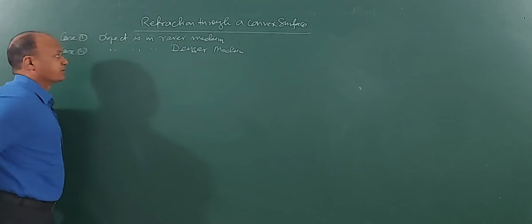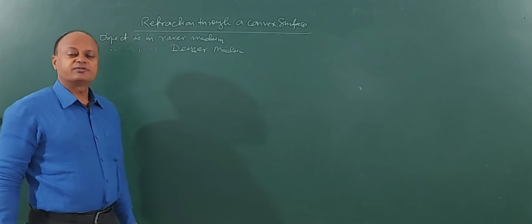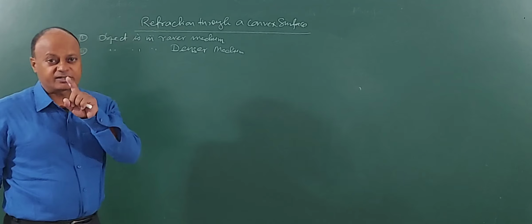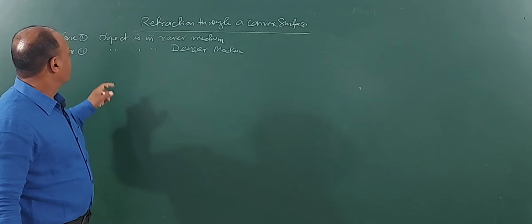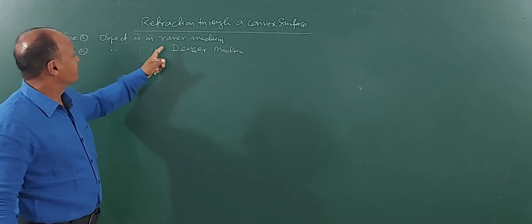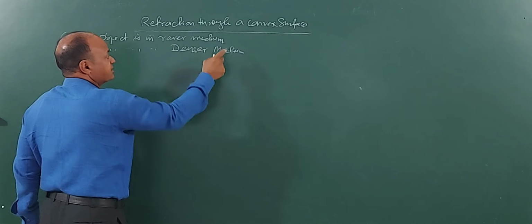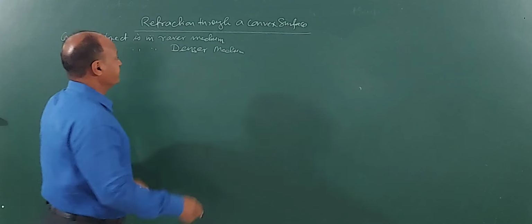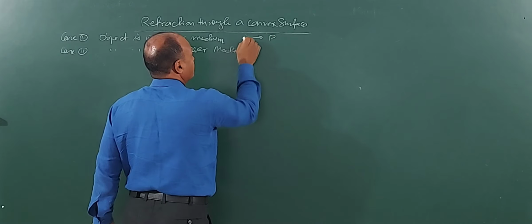So we're going to do the first one when the object is in the rarer medium. The ray is travelling from rarer to denser, meaning refraction is taking place in which medium? Denser medium. And in the other case, the object is in the denser medium, and the ray is travelling from denser to rarer.